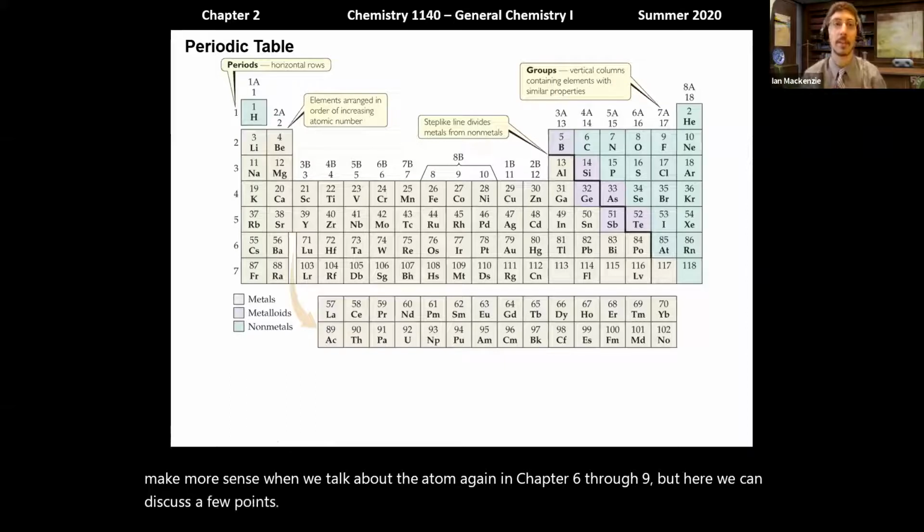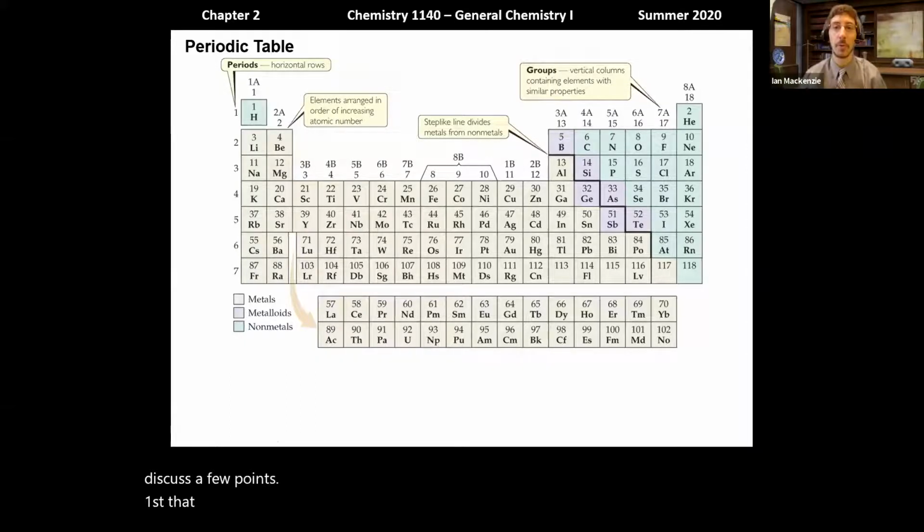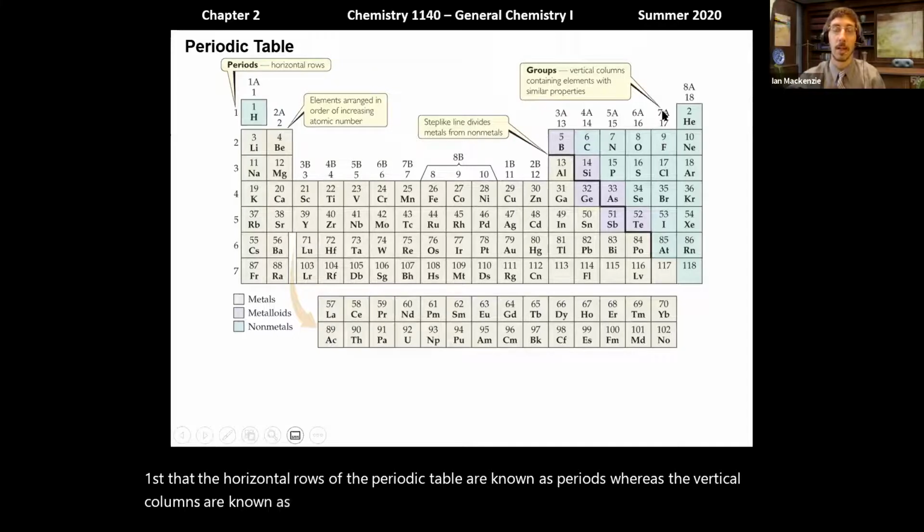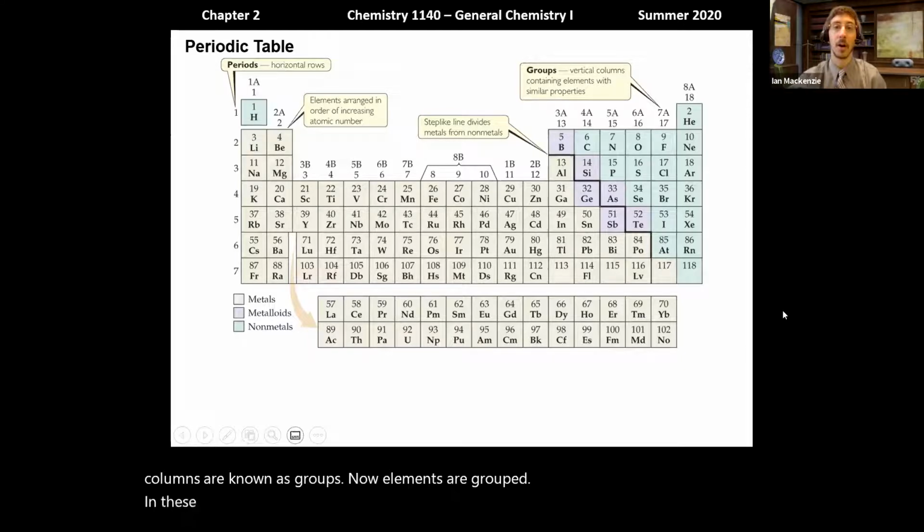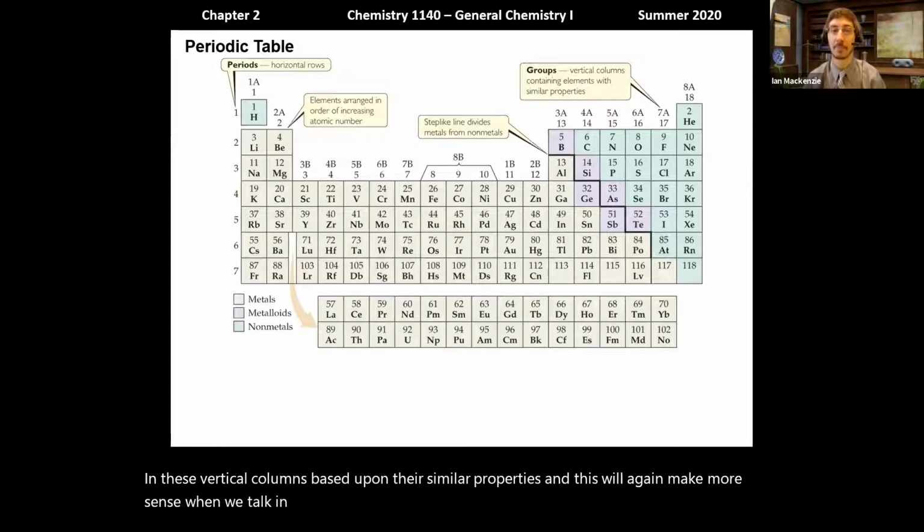First, the horizontal rows of the periodic table are known as periods, whereas the vertical columns are known as groups. Now, elements are grouped in these vertical columns based upon their similar properties, and this will again make more sense when we talk in chapters 6 through 9.